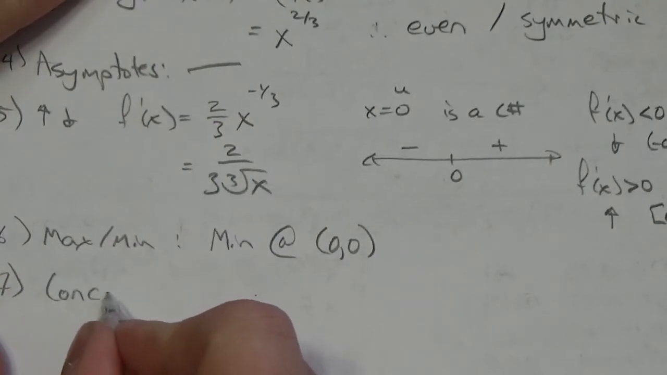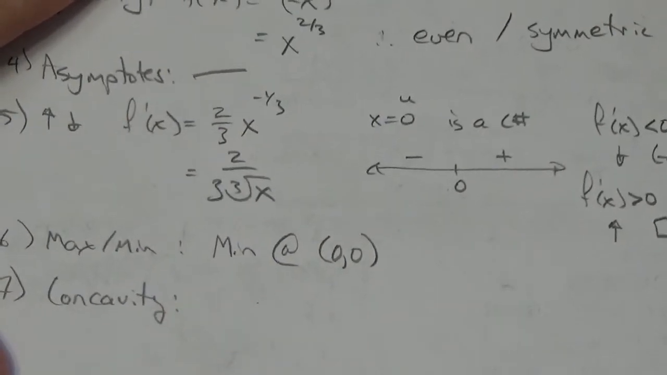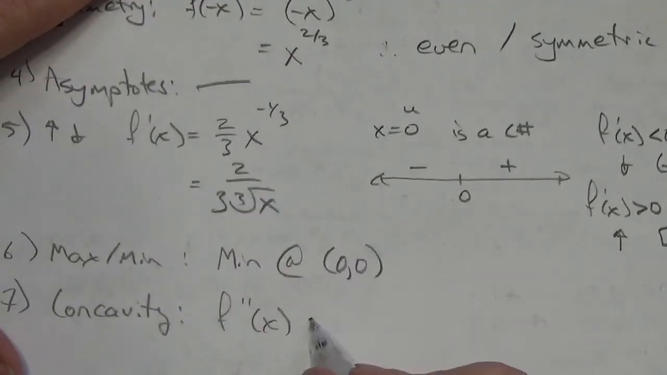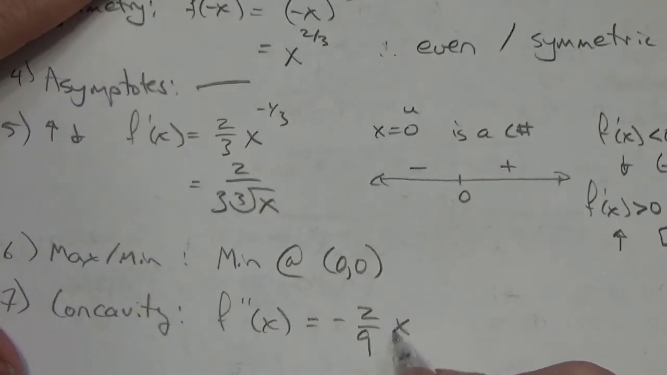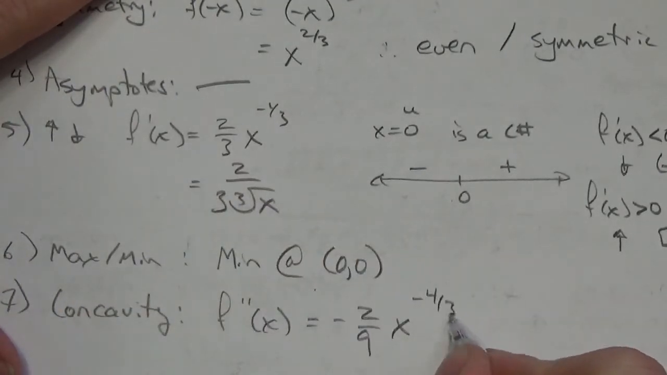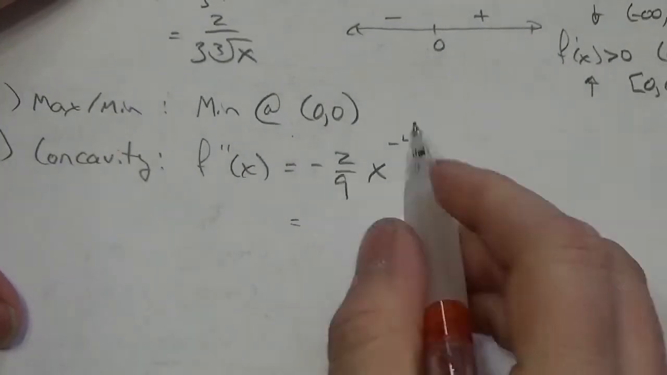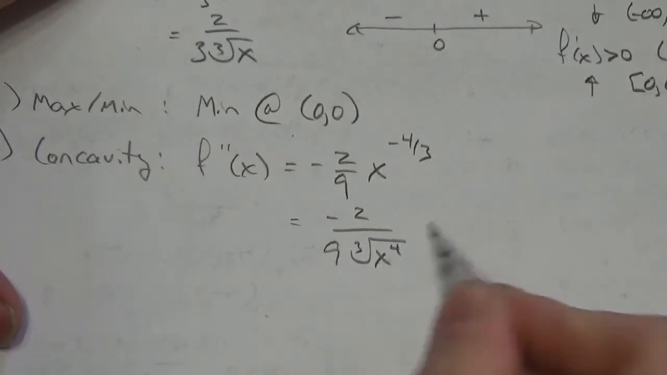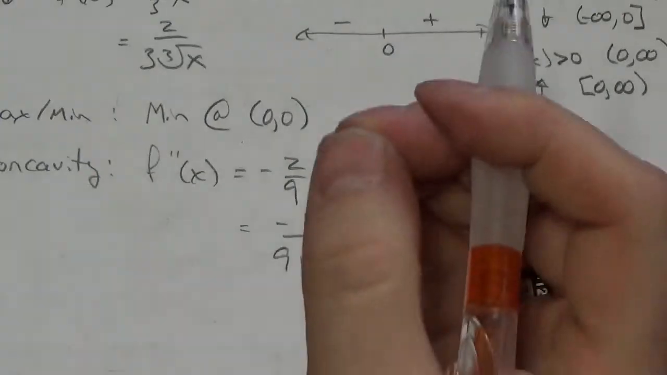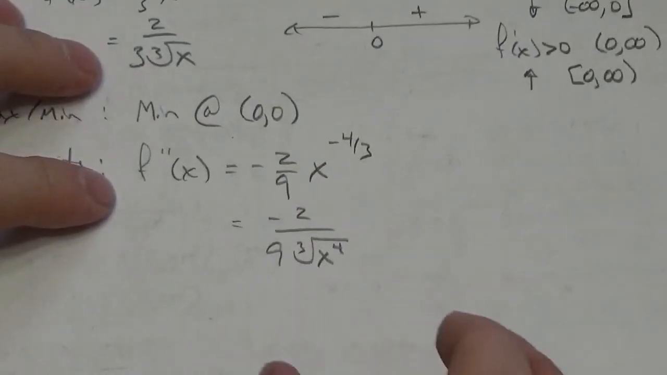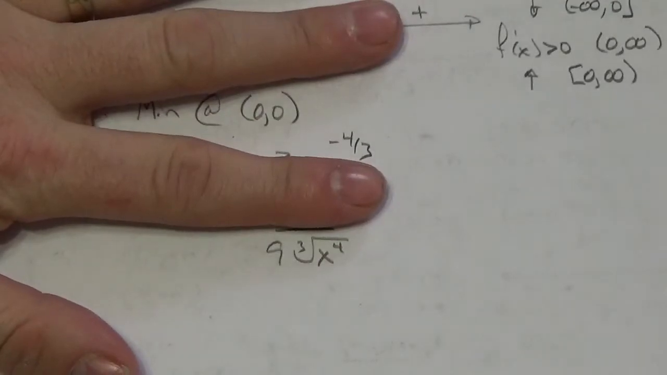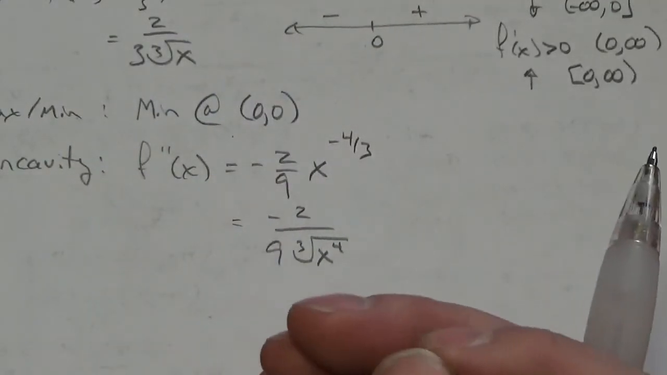7, concavity, okay, which means we have to take the second derivative. So I'm just going to use this one up here. So the second derivative is going to equal negative 2/9 x to the negative 4/3. And when I write that with positive exponents, that is going to be the cube root of x to the fourth here. Now, the critical numbers of the first derivative will occur where the second derivative is 0 or undefined. Again, it can't go to 0 because there's no variable in the numerator. So I'm interested in where it's undefined, and I know it's going to be undefined now at 0.